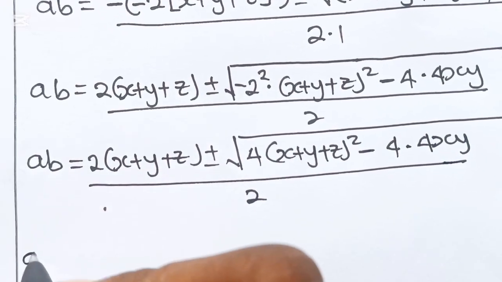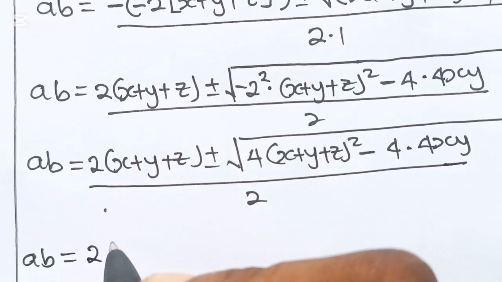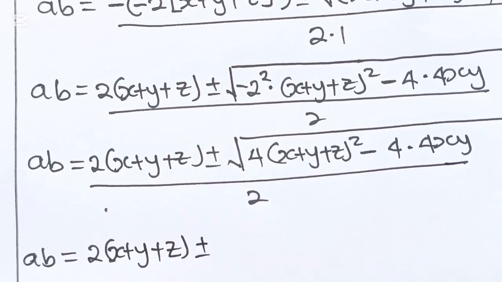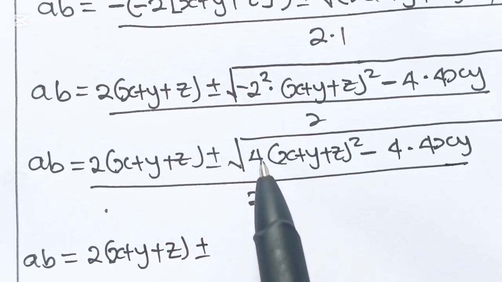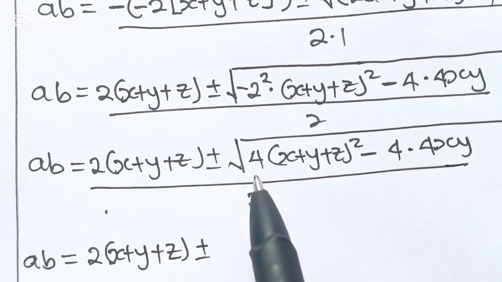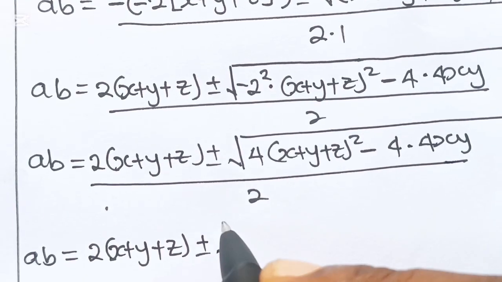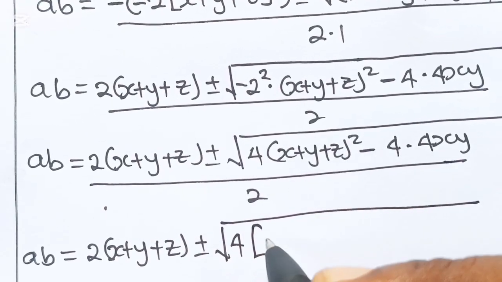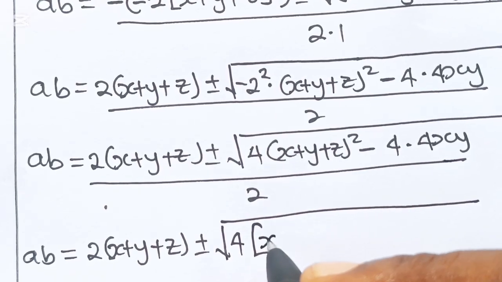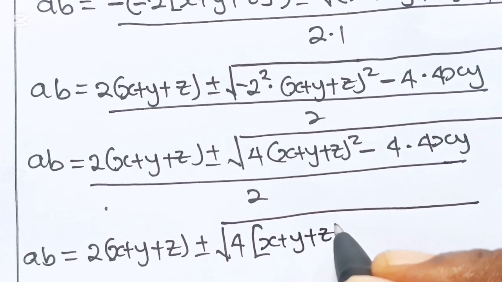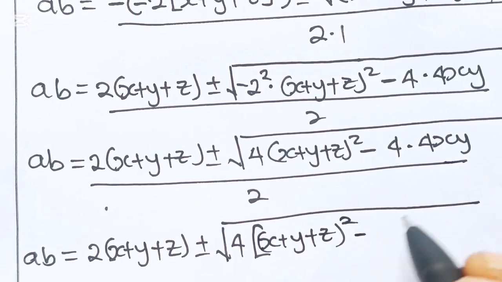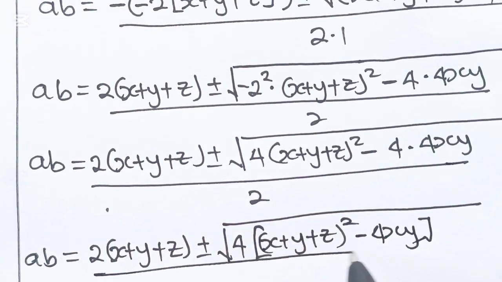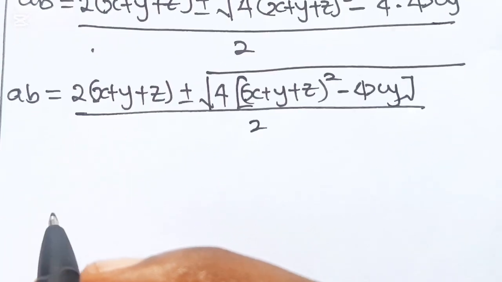So we have ab is equal to 2 bracket x plus y plus z, plus or minus, now we have 4 here and 4 here, we can bring it out as a common factor. So we have the square root of 4 into, what we have remaining here is x plus y plus z squared minus, then 4xy will remain from here, everything divided by 2.